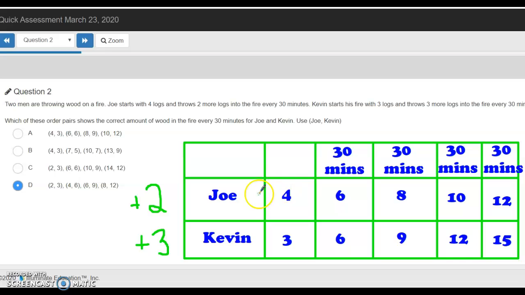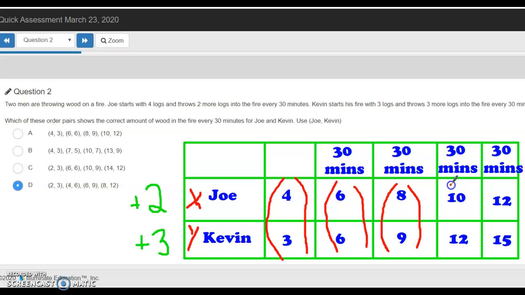And what we actually have is we now have our ordered pairs. Joe would really be our x-axis, and Kevin would be our y-axis, or our y-coordinates. So what I want to do is let's look at these ordered pairs. So I would have an ordered pair of 4, 3. I'd have an ordered pair of 6, 6. I would have an ordered pair of 8 as an x-coordinate and 9 as my y-coordinate. I would have an ordered pair of 10 and 12. And I would also have an ordered pair of 12 and 15.